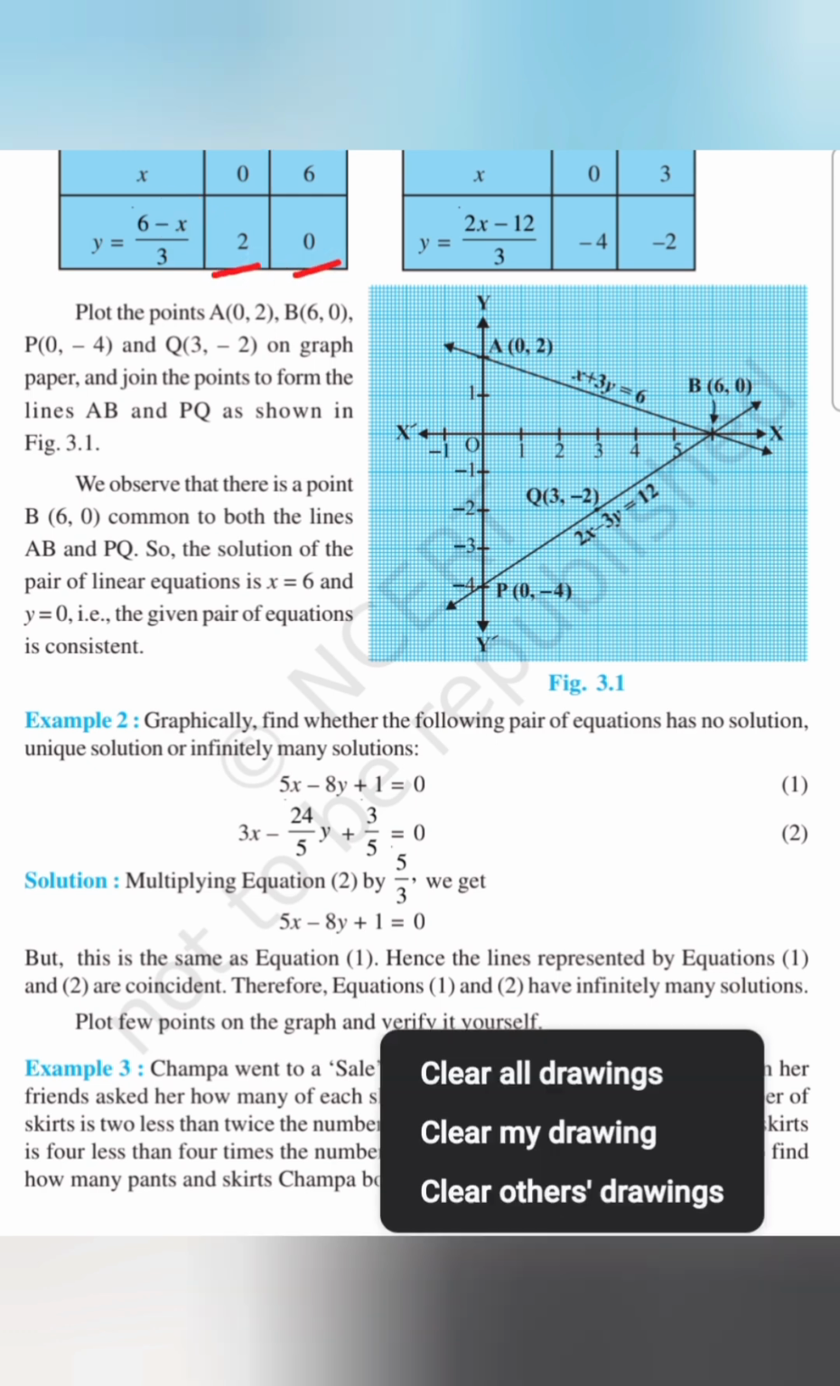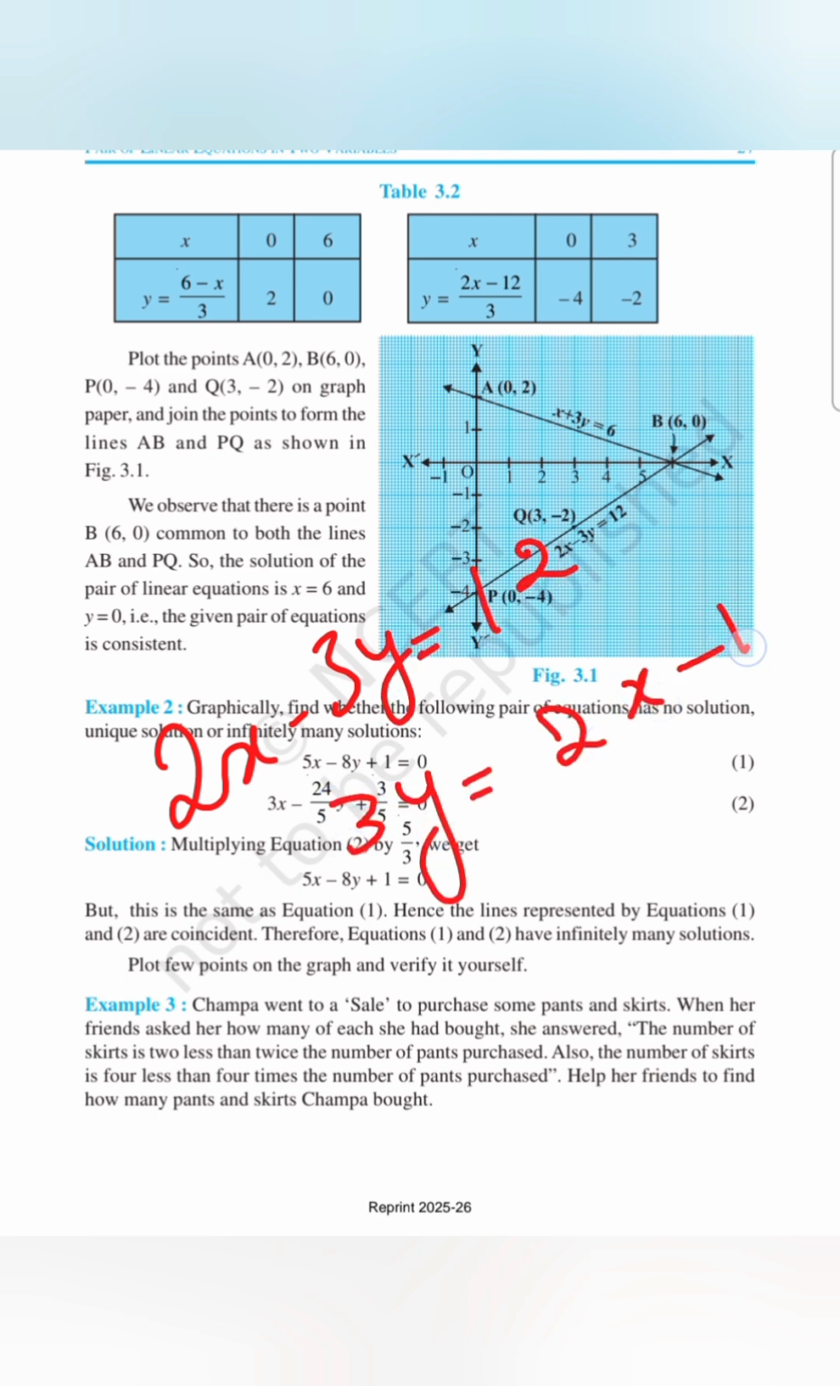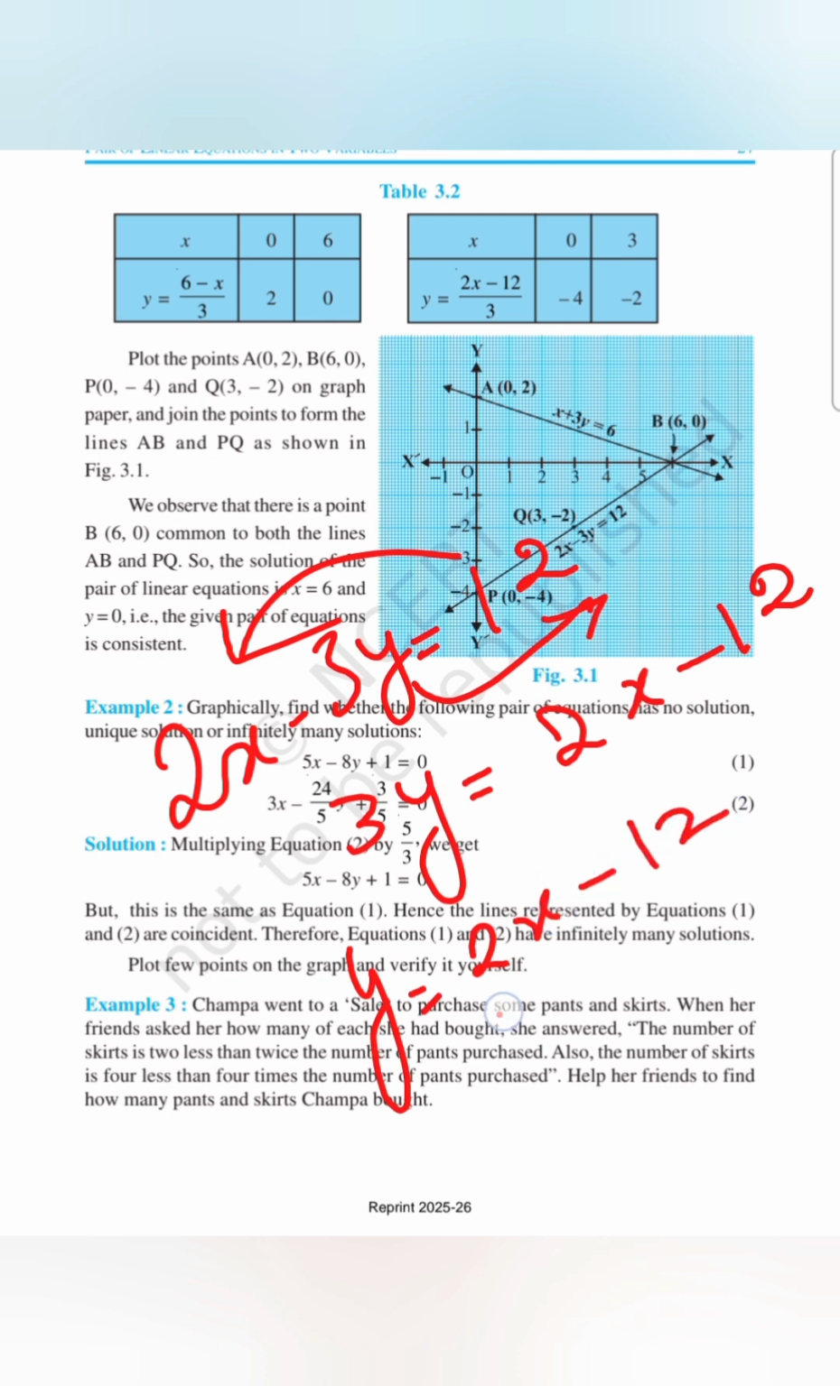Fill the table. Same way you have the second equation as 2x minus 3y is equal to 12. So that would be 3y is equal to 2x minus 12, because you are taking 3y to the right hand side, it becomes plus 3y, and 12 to the left hand side, it becomes minus 12. Now from this, y is equal to 2x minus 12, the whole divided by 3, and that's what is given in this table here.